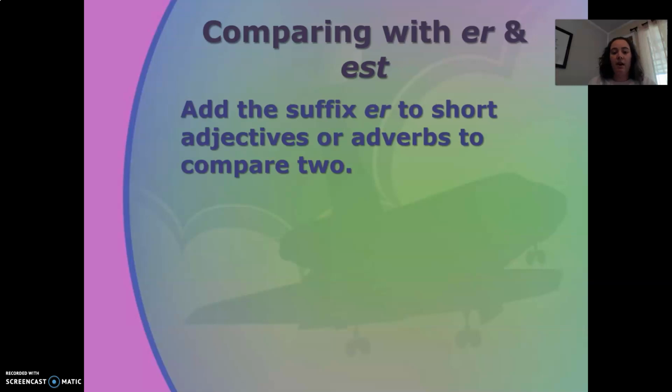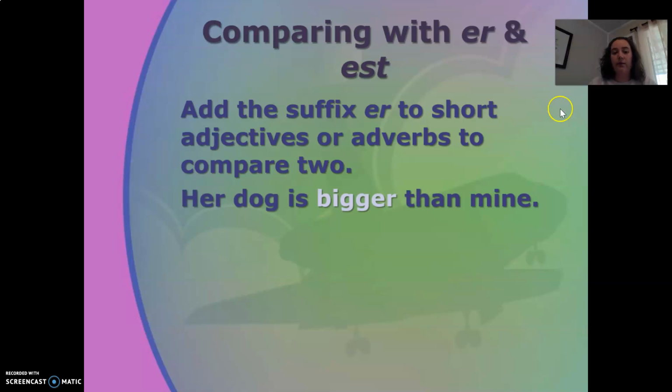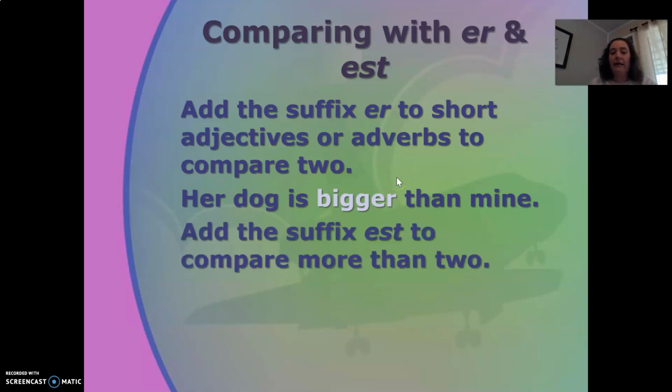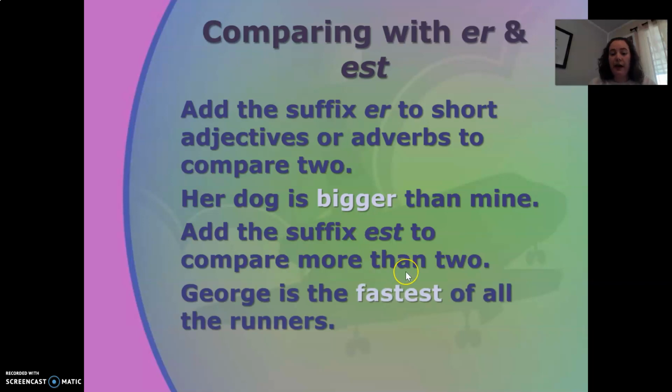Add the suffix ER to adjectives or adverbs that compare two. Her dog is bigger than mine. We've got two things being compared, one dog and another dog, so we use ER. We add EST to compare more than two. George is the fastest of all the runners. There's a whole group of people running. He's the fastest. ER goes with two. EST, anything more than two.